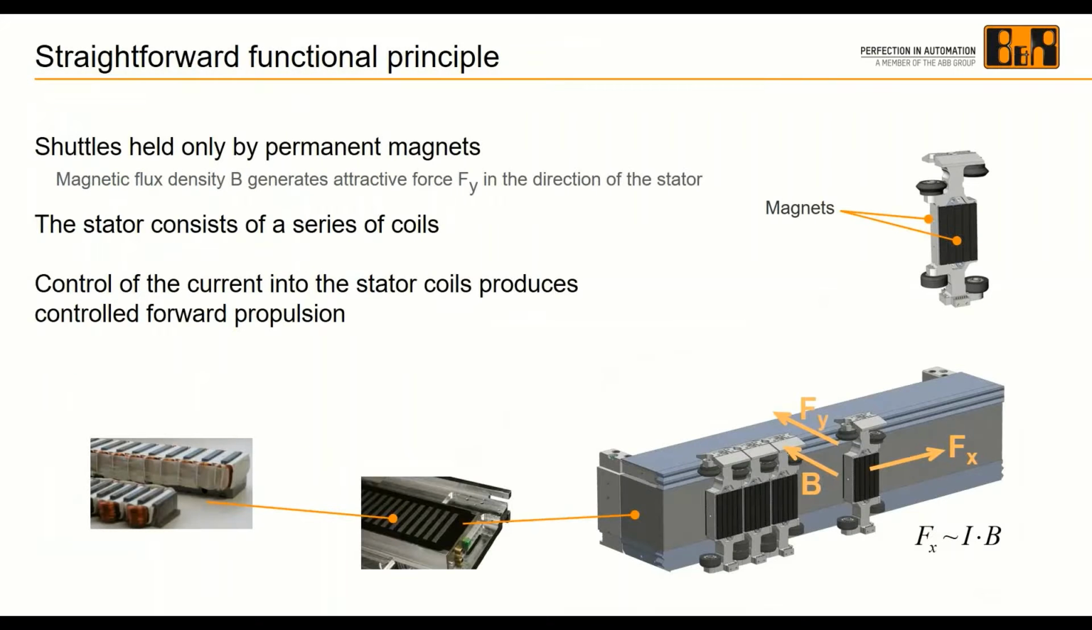If we look a little bit closer at the actual technology and the functions behind it, it's actually fairly basic. So there's permanent magnets on the shuttle. The permanent magnets are what's creating the force holding the shuttle to the track. And then in the track, which is the stator of the servo motor that we're talking about, there's a series of coils. And by controlling the current in those coils, we can move the shuttles individually forwards and backwards along the track.